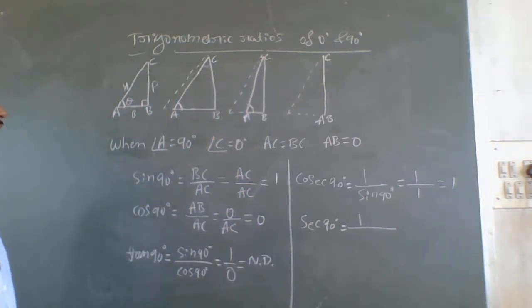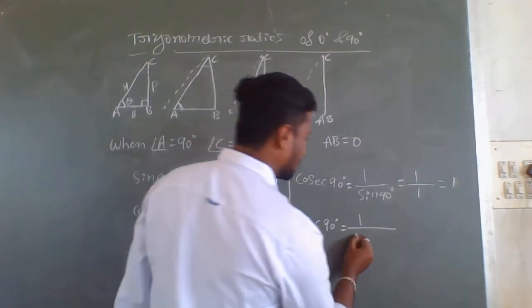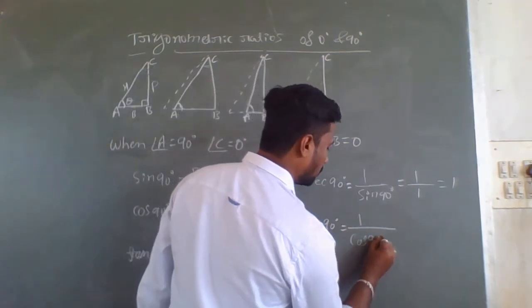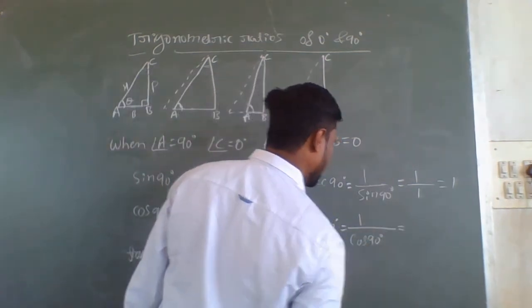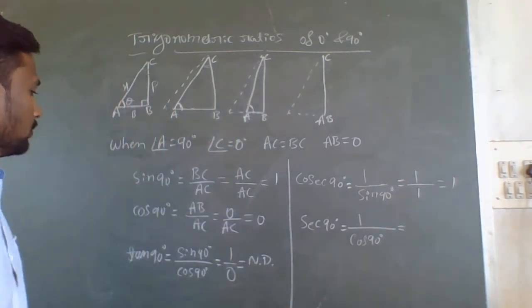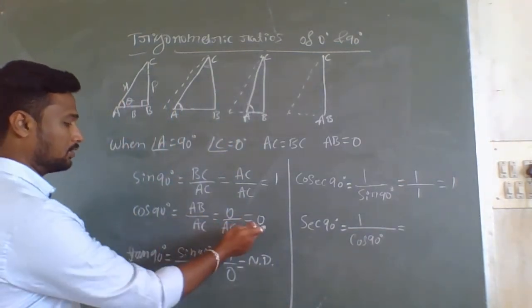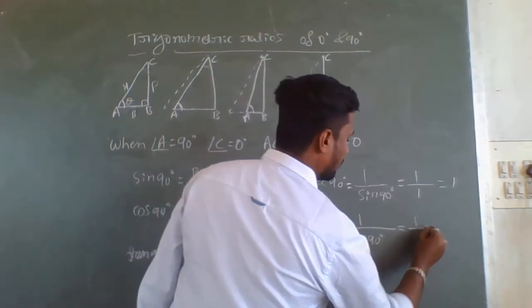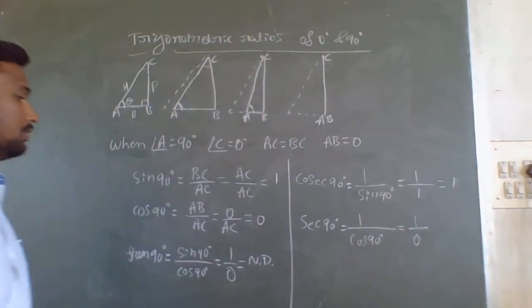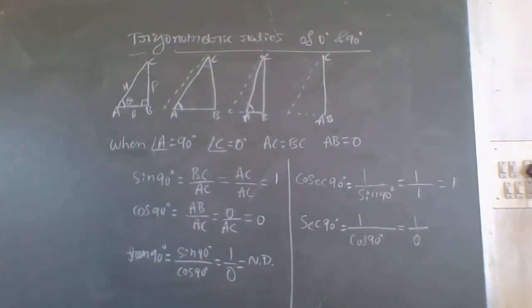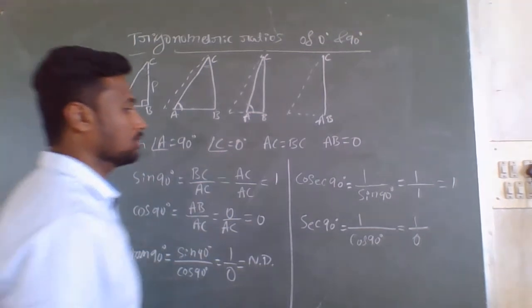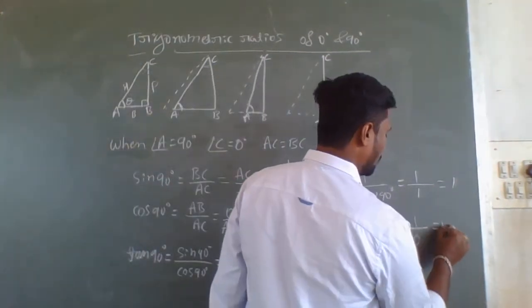So sec 90 means this is the reciprocal of cos 90. So what you can write? 1 by cos 90. Okay. So cos 90 value is 0. So what you can write here? 1 by 0. So 1 by 0 means what will we get again? Not defined.